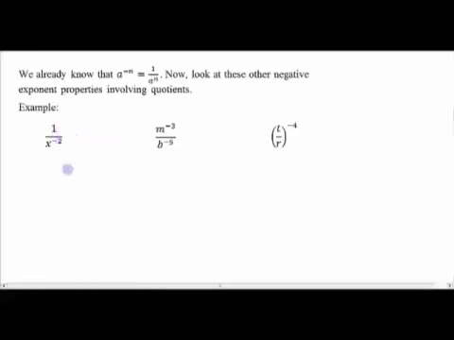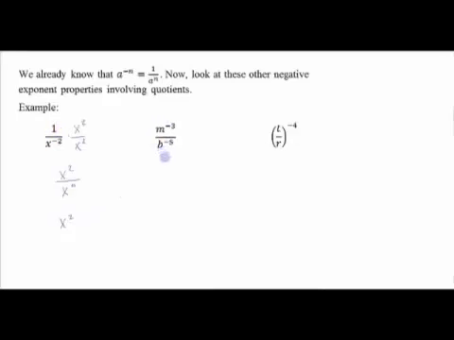1 over x to the negative 2. How could I express this as a positive exponent? Well, one way would be to multiply by x squared over x squared. This gives us an x squared on the top, and an x to the negative 2 plus 2, which is x to the 0, on the bottom, which we know is 1, so we end up with just x squared. So if we have a negative exponent, it needs to go to the other side of the fraction bar.